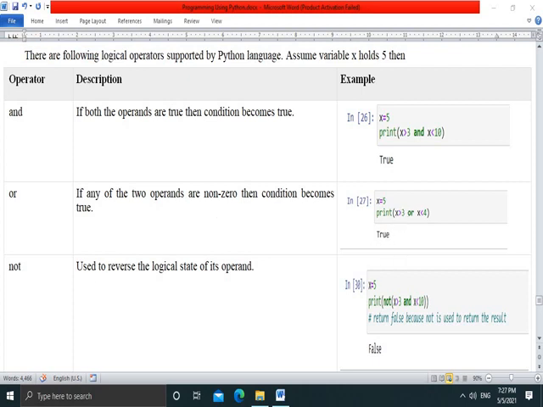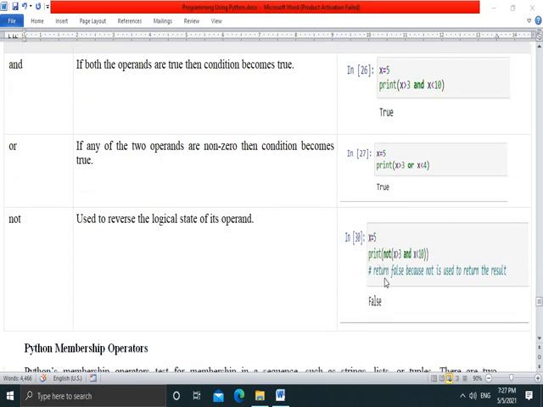Not operator is used to reverse the logical state of its operand. Means if you take x equal to 5 and you print not x is greater than 3 and x is less than 10, then it returns false because it is used to reverse the result.